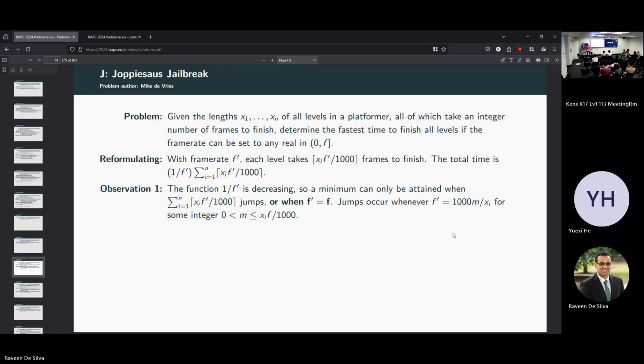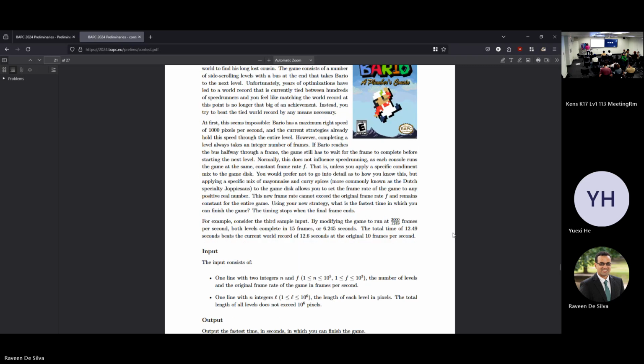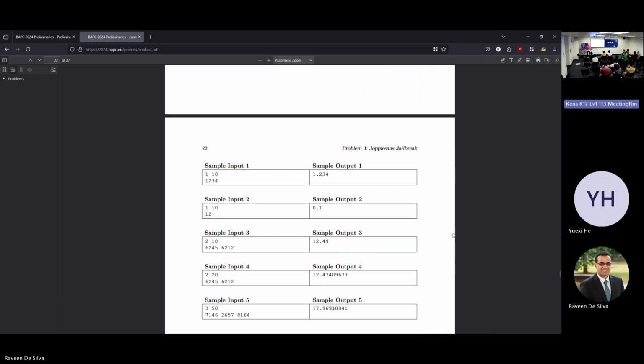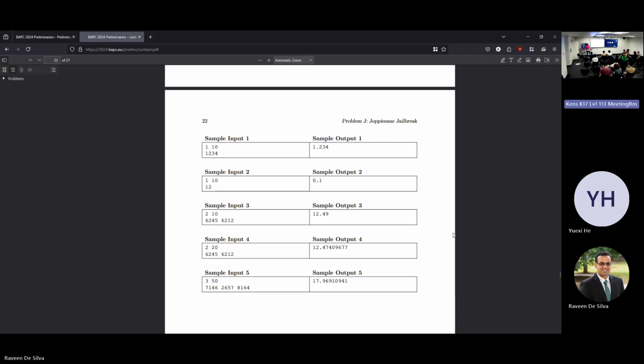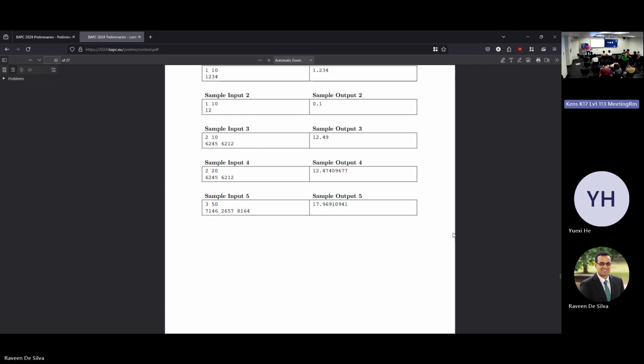All right. So what's the problem? We have this platformer game. Someone want to tell me what the problem is? I can try. You're playing the game and every level has some number of pixel length. So that's the array, an array of length n, those are the lengths of the levels. And then there's FPS, the frame rate, frames per second.